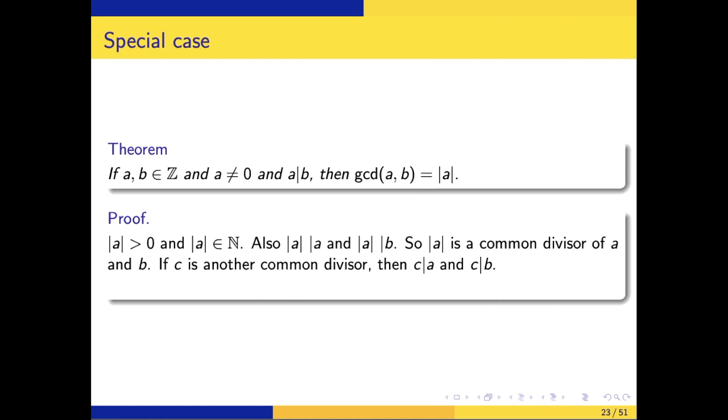If c is another common divisor, then c divides a and c divides b. That is the definition of a common divisor. But a divides mod a, and by the transitive property of the divisibility relation, we have c divides a and a divides mod a, and so c divides mod a.